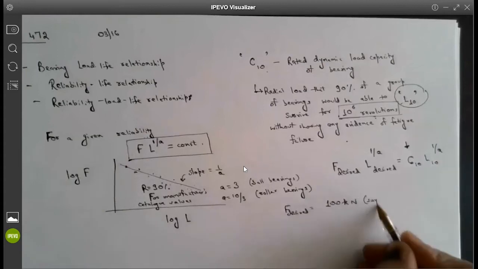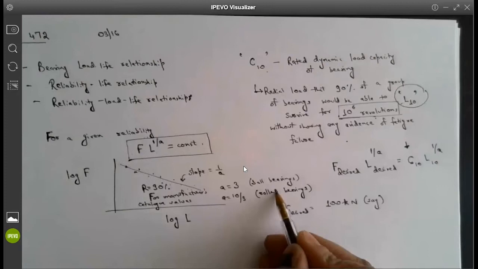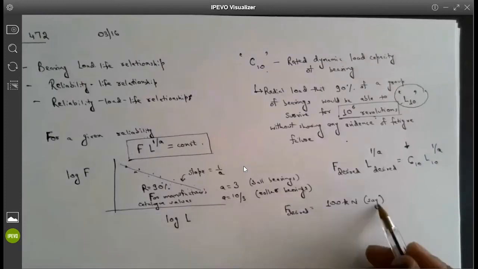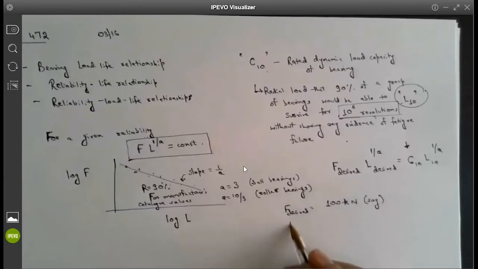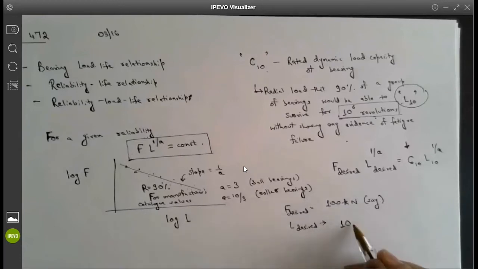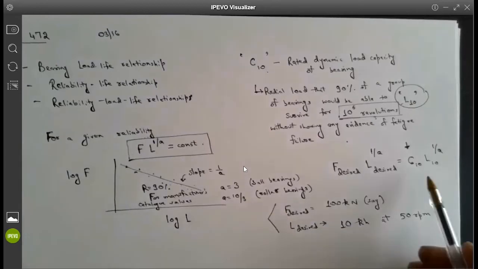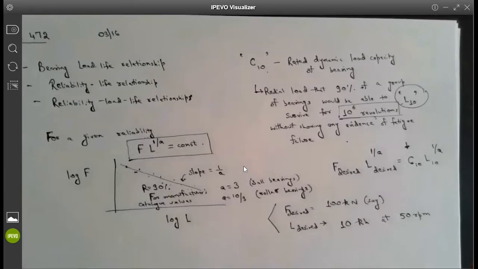Roller or cylindrical, yeah. Roller bearing. F desired is this, and L desired is 10 kilo hours at 50 RPM. If these are the conditions given to you, can you find what your required C10 load would be for that bearing? Can you calculate it?